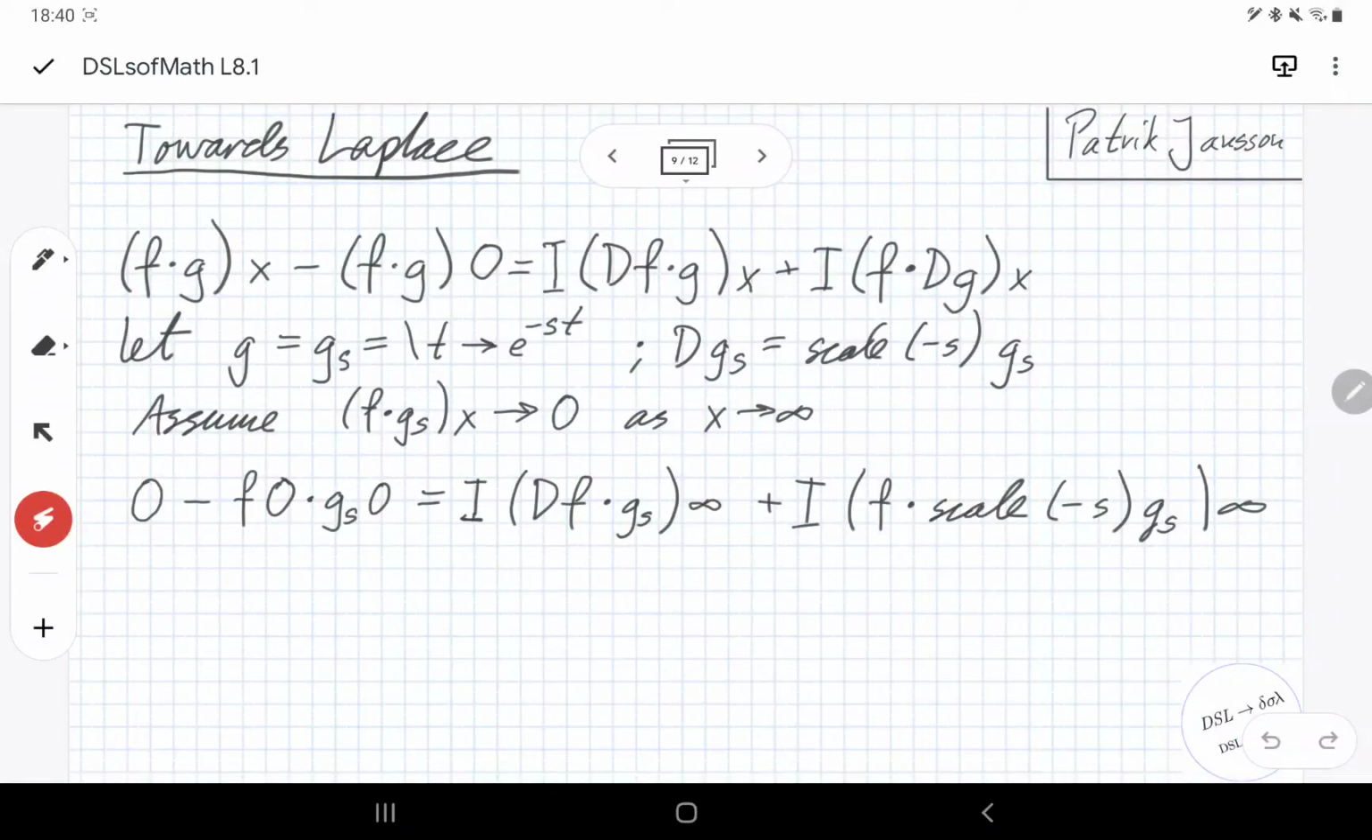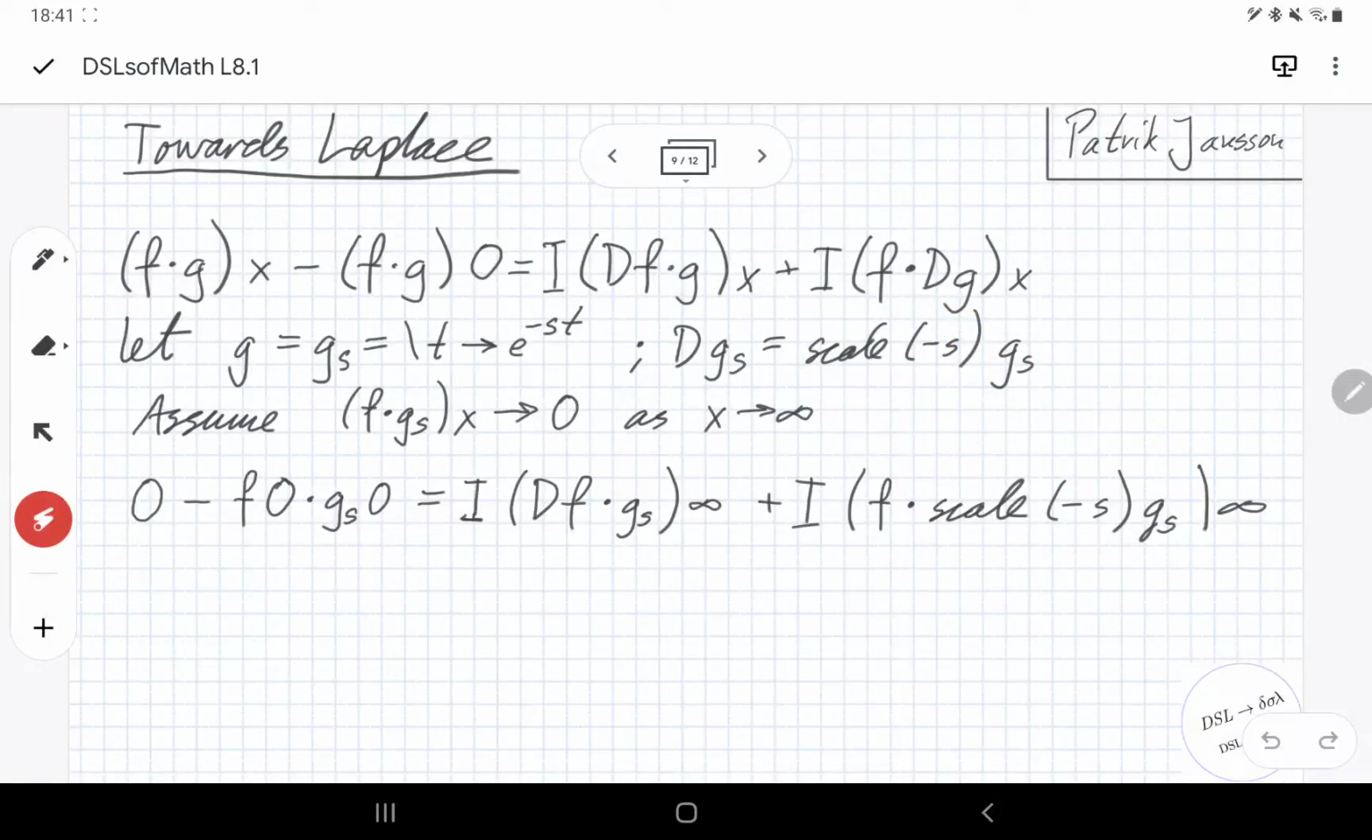Okay, now I've sort of repeated that up here. That was the end of the previous slide. That f times g at x minus f times g at 0 is the same as the integral of these sort of interesting looking expressions. And now I want to use this for two special functions, f and g. So f is arbitrary, but for g I use the gs we defined. Remember, that was the function returning e to the power of minus st. And we remember that the derivative of this was just a scaling of the same function.